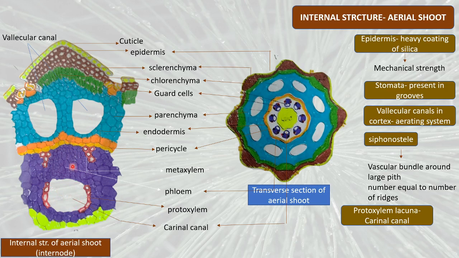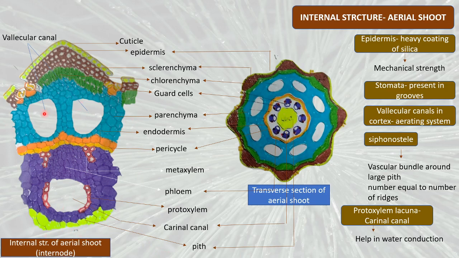So these two canals are different. This is the vallecular canal, which conducts air, and this is the carinal canal, which conducts water, right? And then follows a very large pith cavity. Pith, I have not shown it here clearly, but after the completion of these vascular bundles, immediately follows the pith region. So this is the pith region. It is also a large cavity, so you can see it here also.